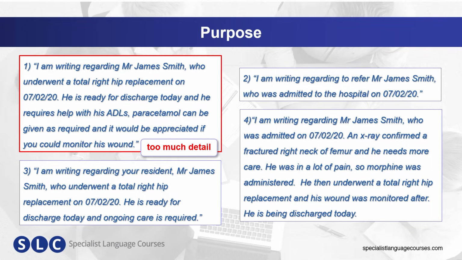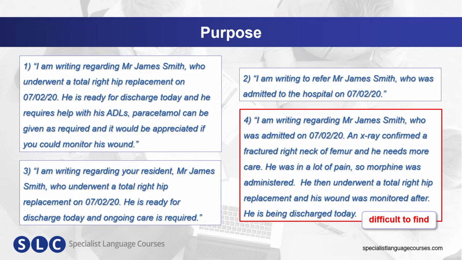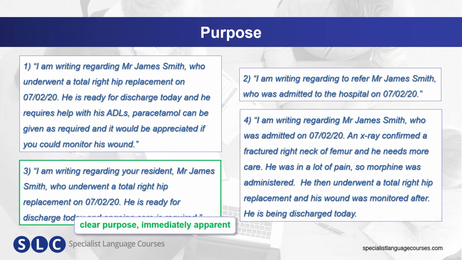If we look at paragraph 1, too much detail has been included and it is not clear. You only need to explain the general purpose at the beginning, not all the specifics. These can be explained in detail later when you expand the purpose of the letter. For paragraph 2, here the purpose of this task is not expressed. There is no mention of ongoing care, and using refer in this case is incorrect as you are not referring the patient. What about this one? Well, in this one, the purpose is hidden within lots of detail and difficult to find. But if we look at paragraph 3, the purpose is clearly expressed and easy to identify.